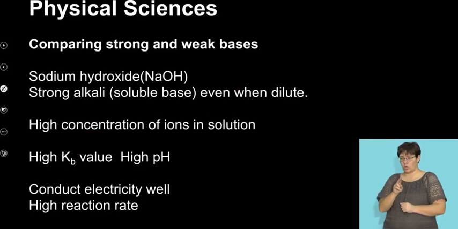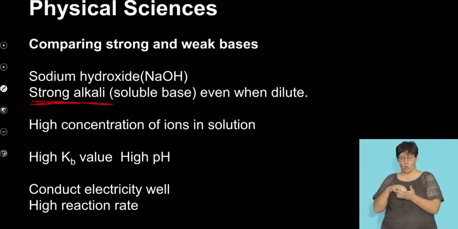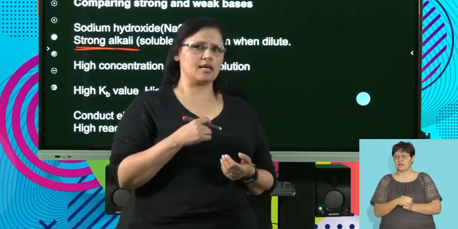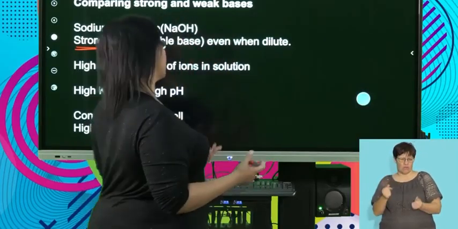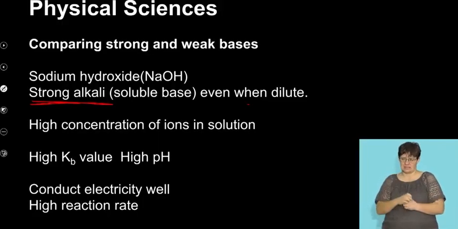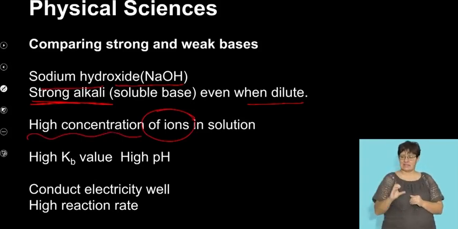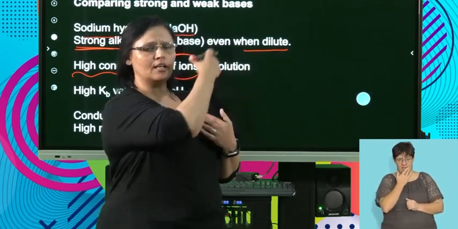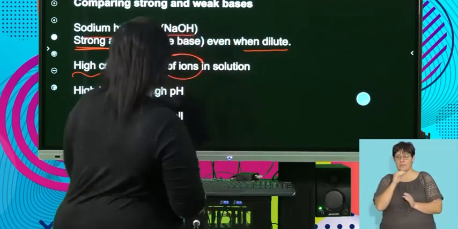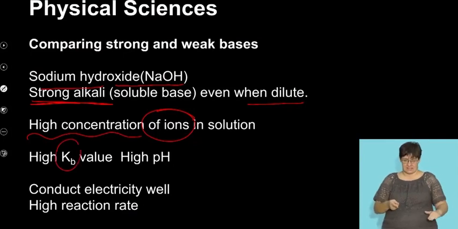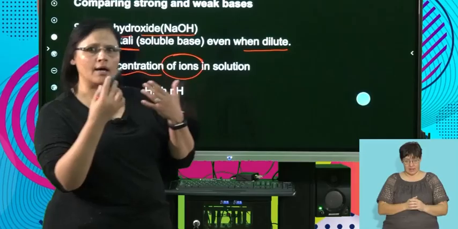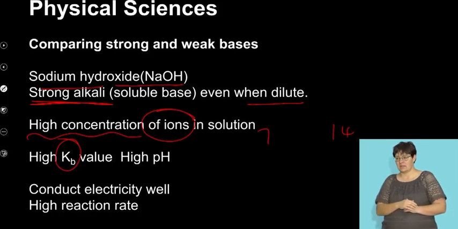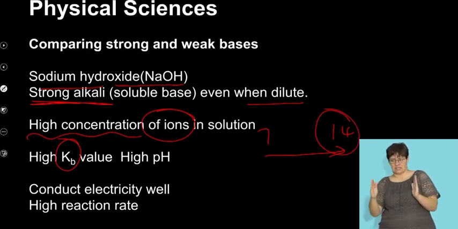When we look at sodium hydroxide, it is a strong alkali, or we can say an alkali because sodium hydroxide is soluble in water, but other people will just say it's a strong base. Even if it's dilute, it's still a strong base because it completely dissociates. Because it completely dissociates, there's a very high concentration of ions in solution. Again, the forward reaction will be favored, meaning the equilibrium will lie more to the right. There will be more products than reactants, making our Kb value very high. And if you have a high Kb value, it basically means you will have a base very close to a pH of 14.